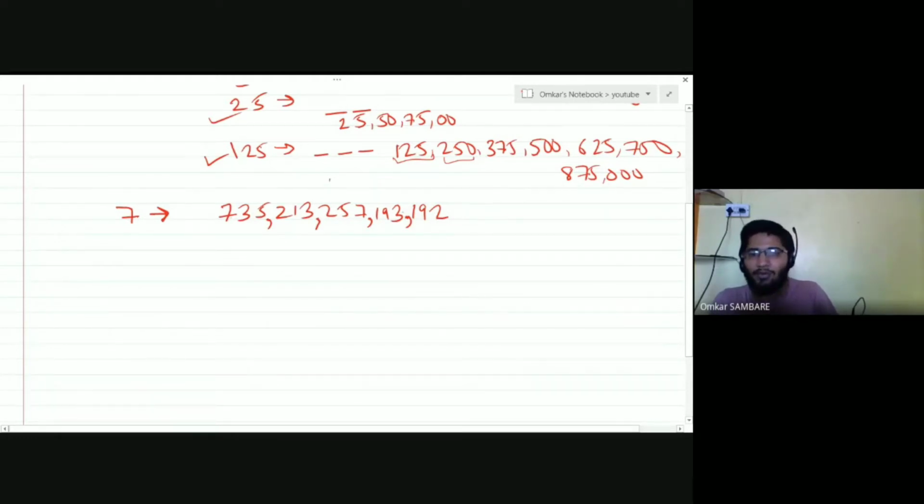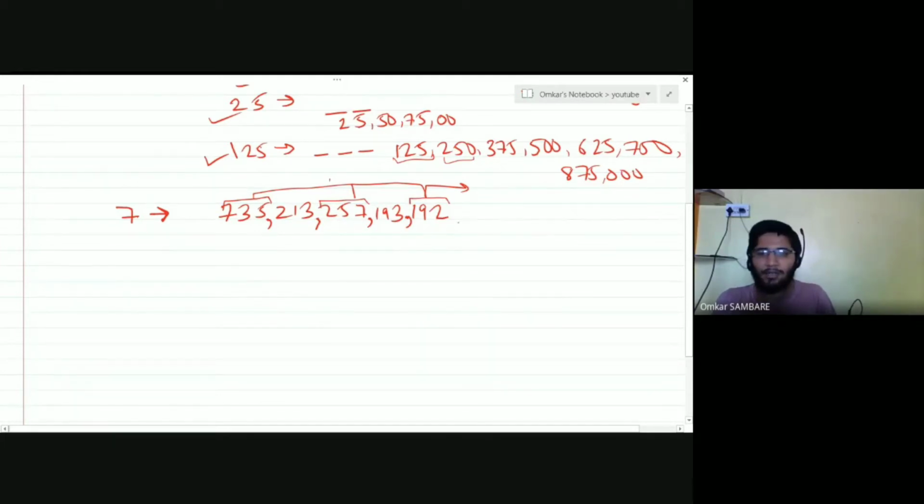So we will add now alternate groups. So this is the first group, this is the third group, this is the fifth group. These groups we will add. So the addition of all these three groups will be, let's see what it will be. 735 plus 257 will be 992.